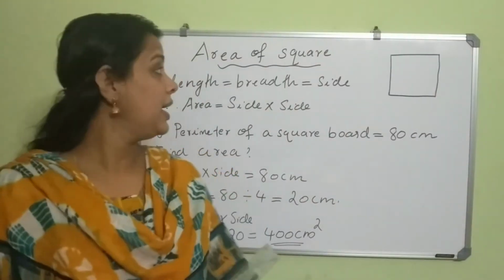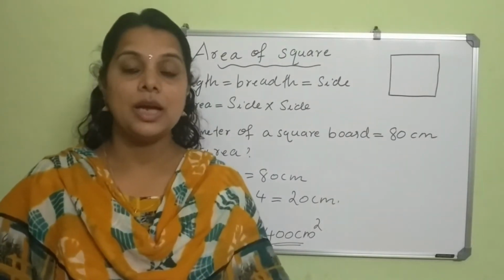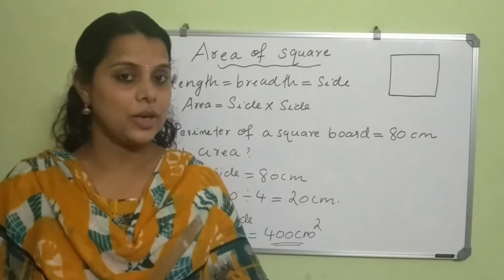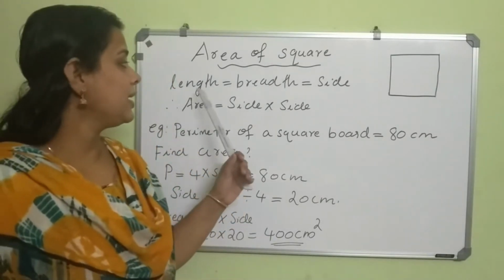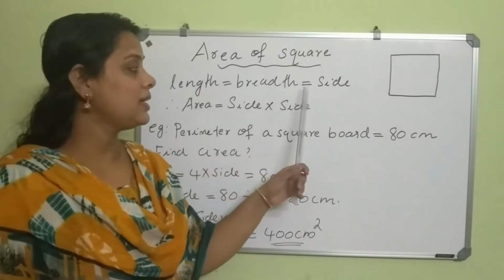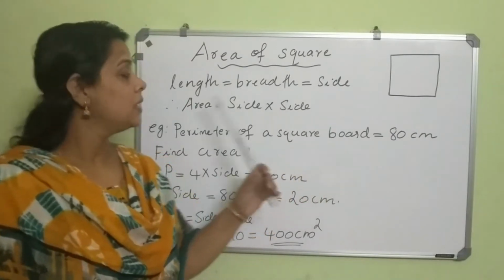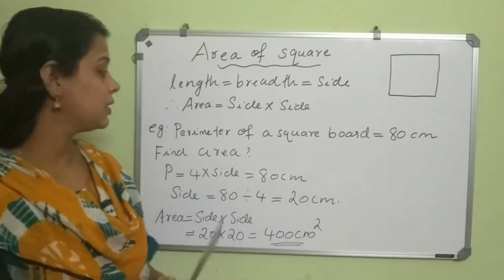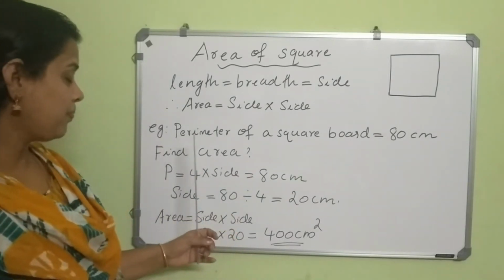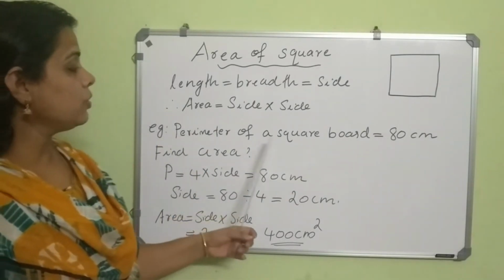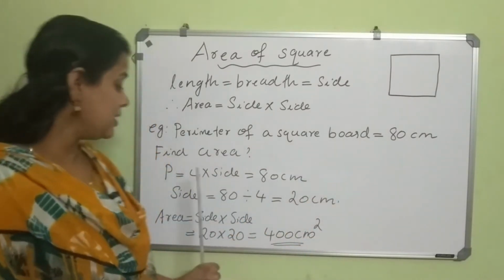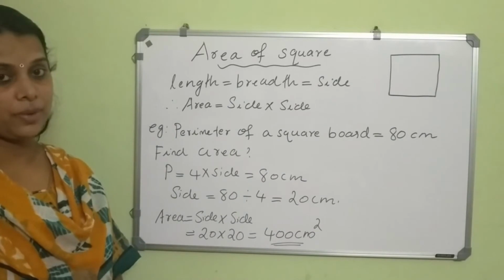Next is area of a square. A square is a special rectangle whose all sides are equal. So we can write length is equal to breadth. So we can write it as side. So area is equal to side into side. Let's see one example. Perimeter of a square board is 80 centimeter. Then find the area of the square board.